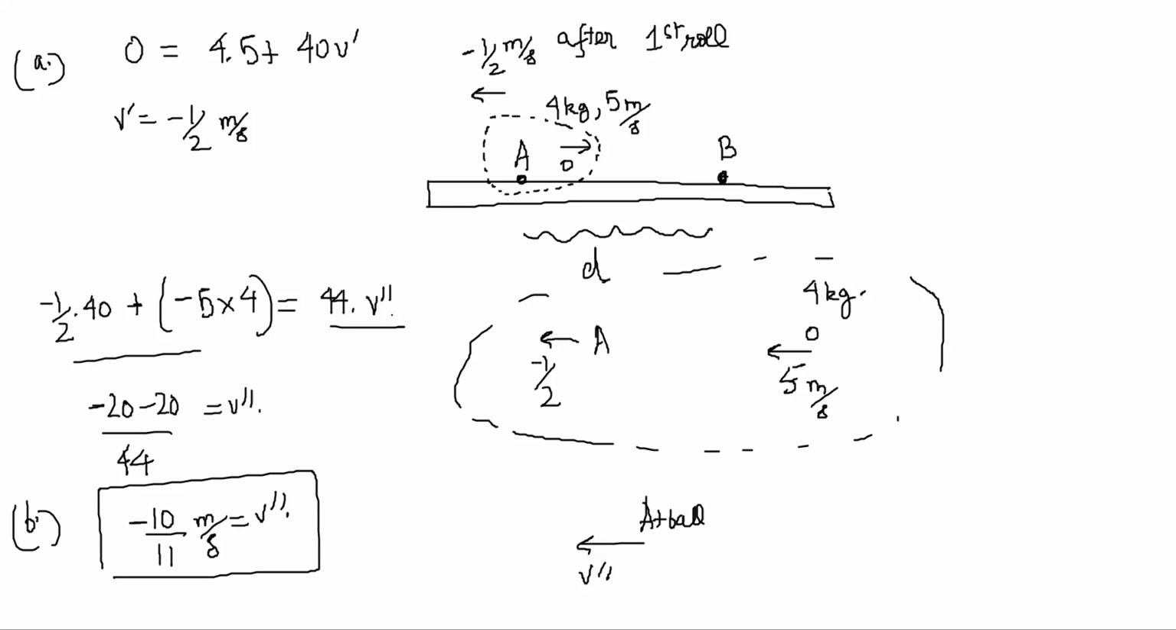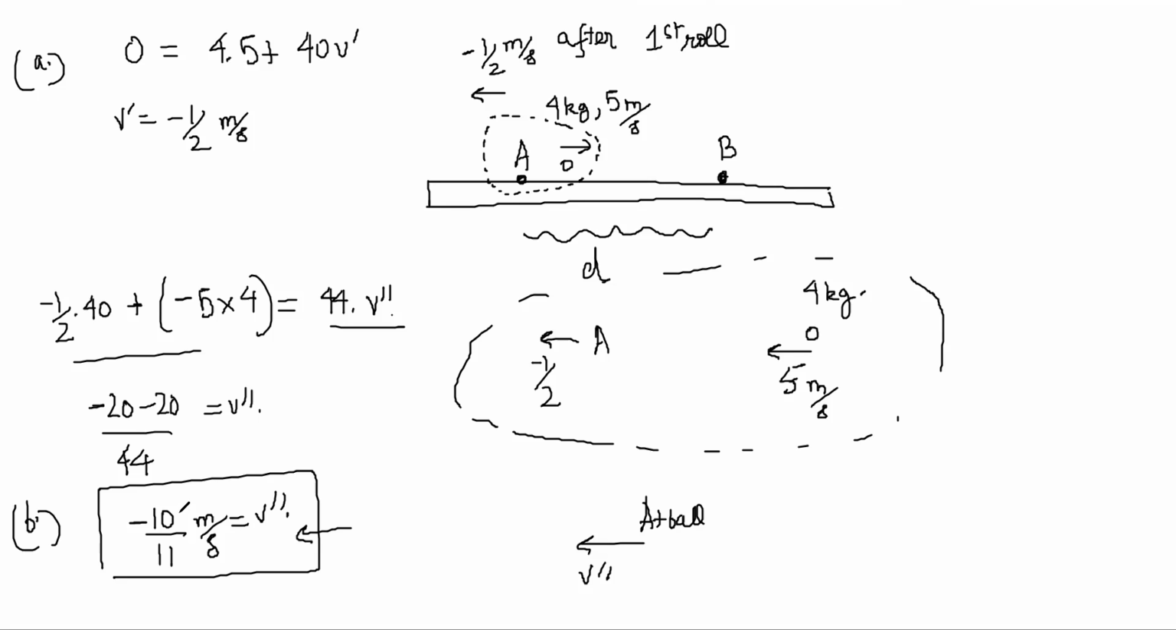Now, then the speed of A and B after the ball has made 5 round trips and is held by A. So after one round trip, the speed of A was this, right? Speed of A after one round trip we know. In one round trip, you have gotten 10 by 11 of your speed.